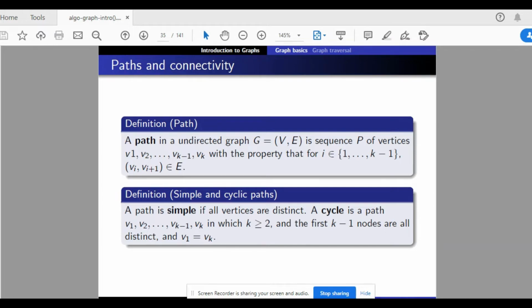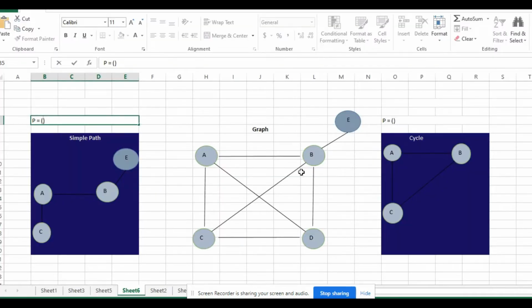So let's explain this with an example. You can see a graph here that contains 5 vertices A, B, C, D, and E. Now suppose we want to move around in this particular graph. Let's start with the vertex C. Then from vertex C, suppose we want to move to vertex A. Then from A, we want to move to vertex B. And lastly, from B, we want to move to vertex E.